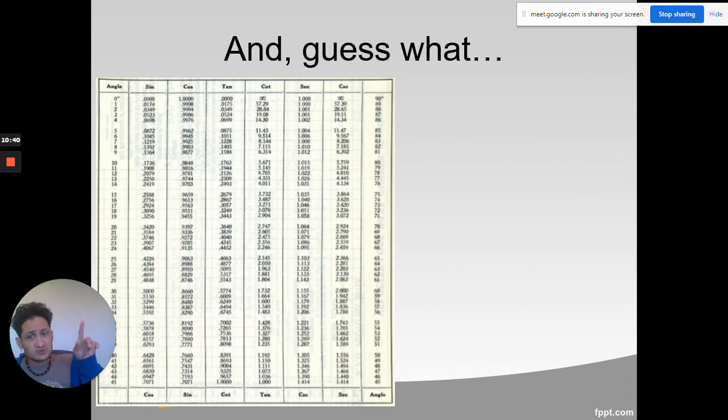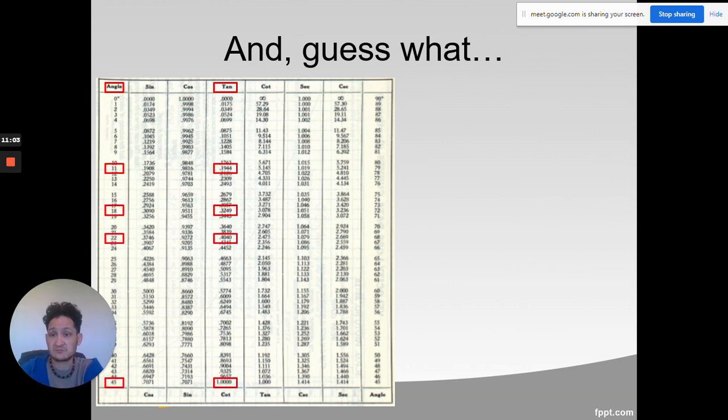And I know this looks really complicated, but let me direct your attention to, first of all, where it says angle and where it says tan, that's tangent. All this is: if you pick a specific angle measure in the left column, you slide down to its corresponding location in the tangent column, and it'll tell you, any angle measure has this tangent ratio. Those are the four we did. You see 11, 18, 22, 45. And there is a specific tangent ratio associated with them.